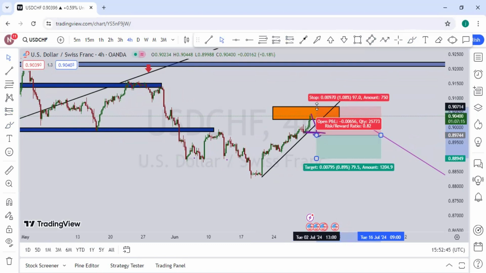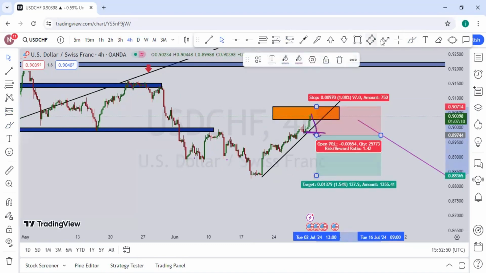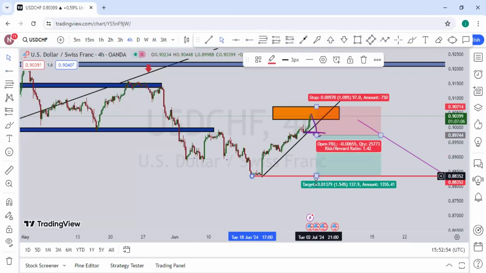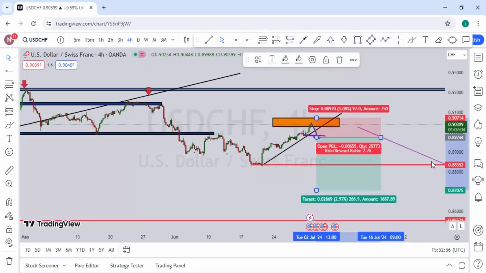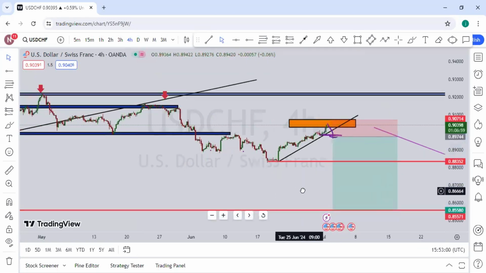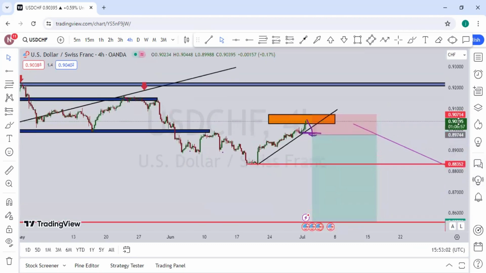Might take profit on my fib level. Might take profit one, I will take around here. Then might take profit two on the bottom. So this is what I'm anticipating.